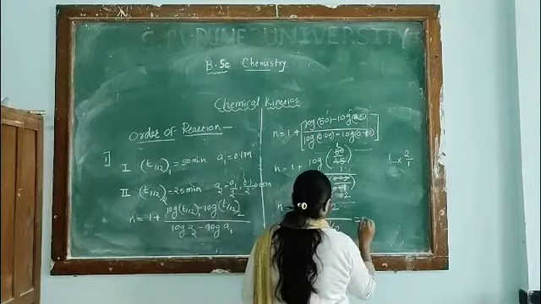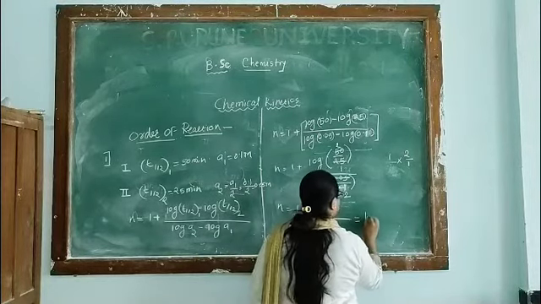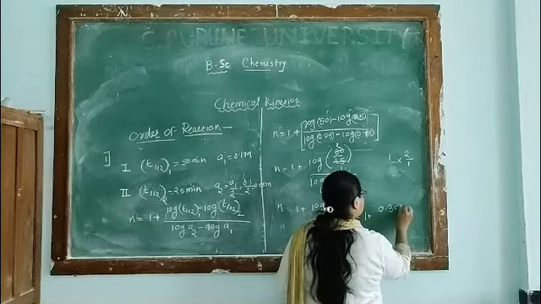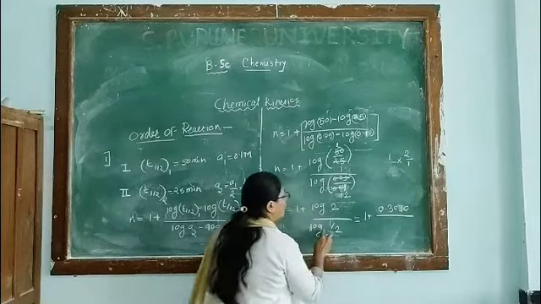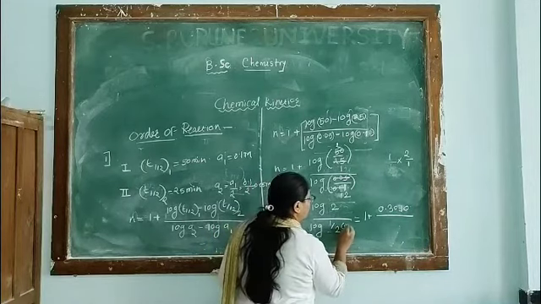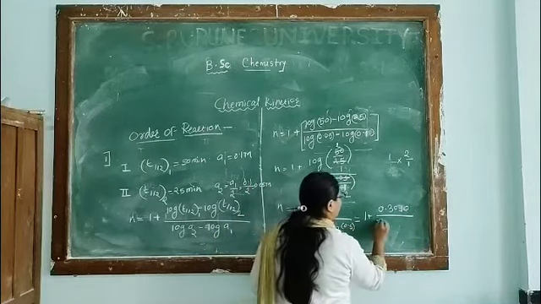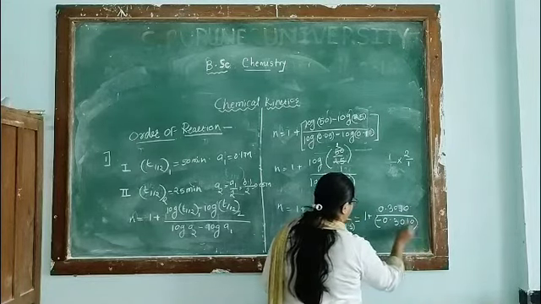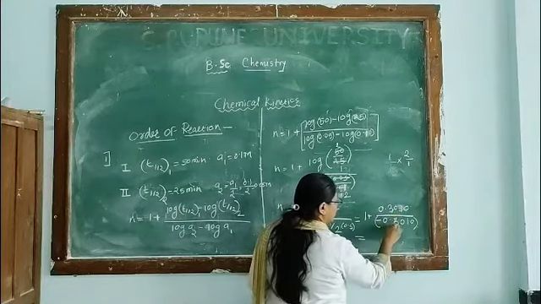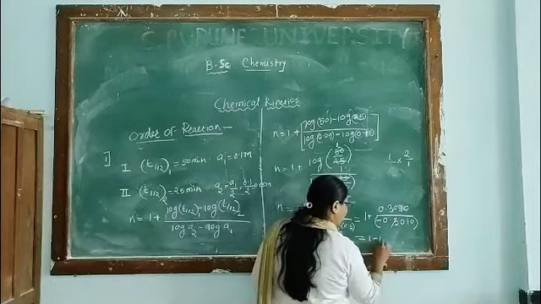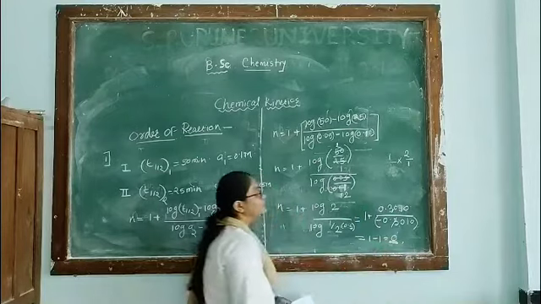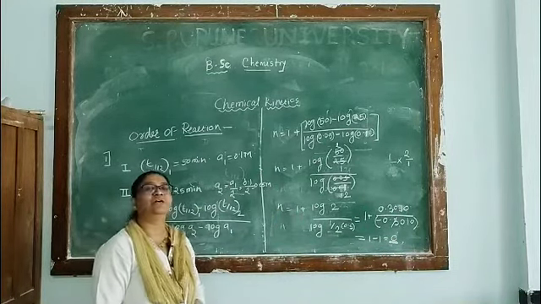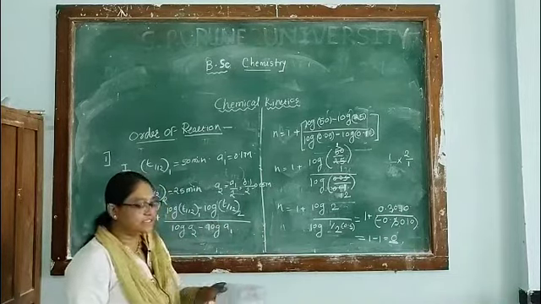So this is equal to 1 plus log of 2 is 0.3010 divided by log of half, that means log of 0.5, and the log of 0.5 is minus 0.3010. So this cancels, so minus 1 remains, so 1 minus 1 is 0. So the order of the reaction for the decomposition of ammonia on tungsten wire is nothing but 0.